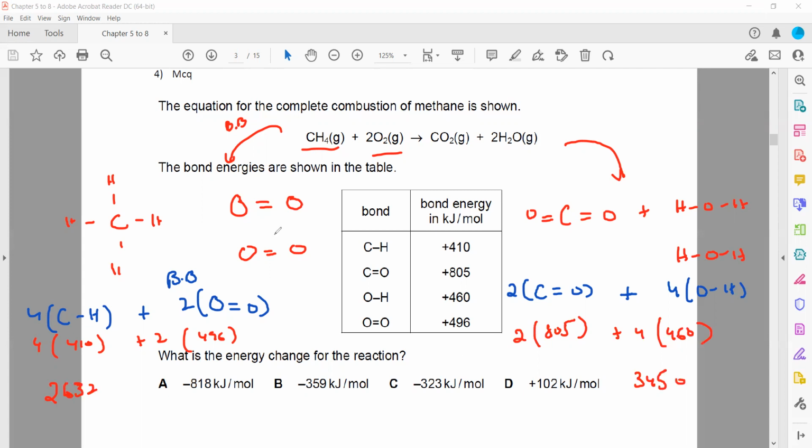Then bond breaking energy minus bond forming energy. When we take the difference, we get the energy change for a chemical reaction. Bond breaking minus bond forming. So it should be negative 818, because the bond breaking energy is 2632 minus the bond forming energy 3450. Yeah, that's right. A is the correct answer. So the important thing is you have to draw the structure to identify the number of bonds present in each molecule.